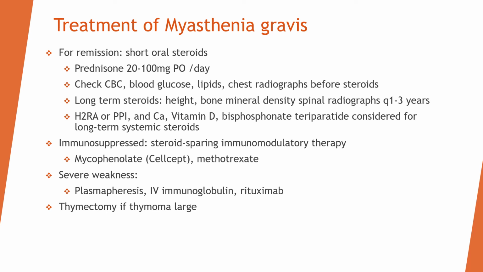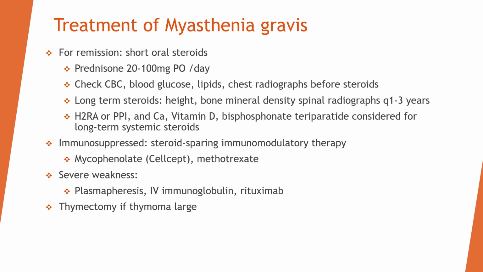Check the CBC and blood glucose and lipids and chest radiographs before giving the steroids, because it tends to raise the blood glucose and inhibit the body's immune system, so that if there's any pathologies in the lungs like pneumonia or even cancer, they can progress rapidly with the administration of steroids.